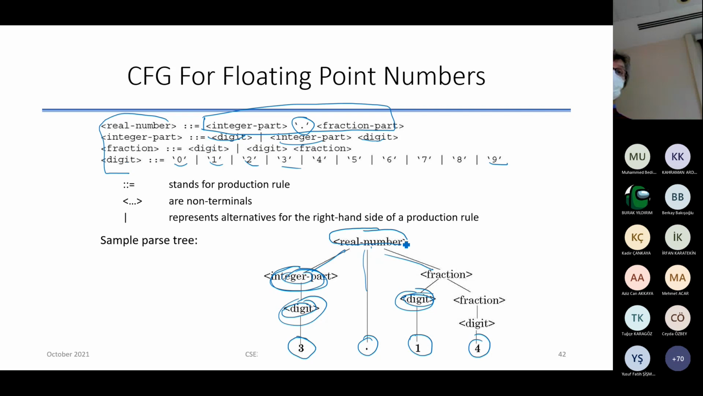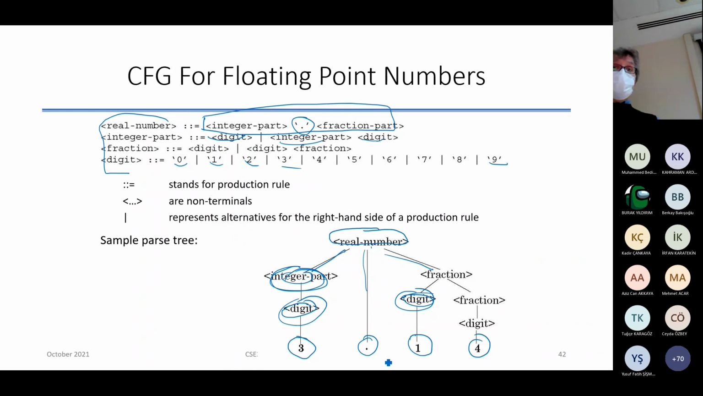All right, and then fraction part can be either directly digit or digit followed by a fraction. In this case, the first one is digit followed by a fraction, and then the fraction goes to digit and digit goes to 4. So this is a concrete instance of this language, and you generate a parse tree. The question is, is this parse tree unique? Can I generate perhaps another parse tree? So this is one question that I can ask.